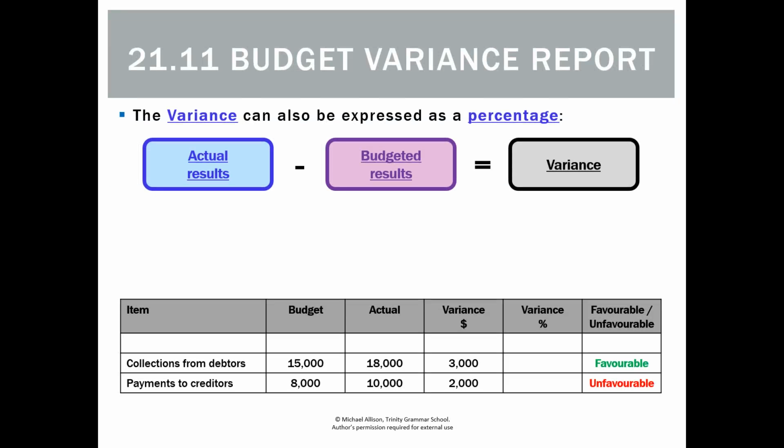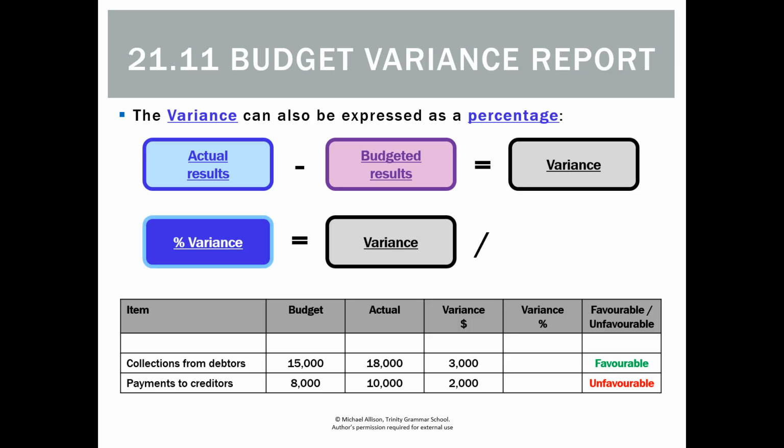We can also express it as a percentage, and what we do is we take the variance and divide it by the budgeted number, not the actual, we do the budgeted.